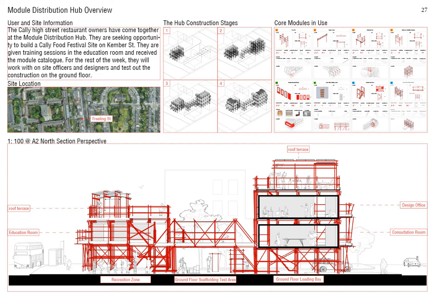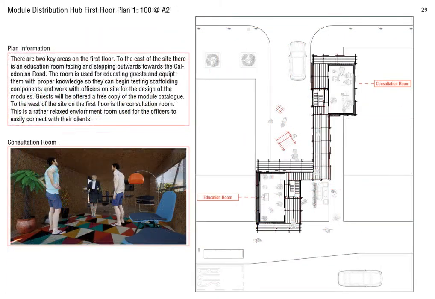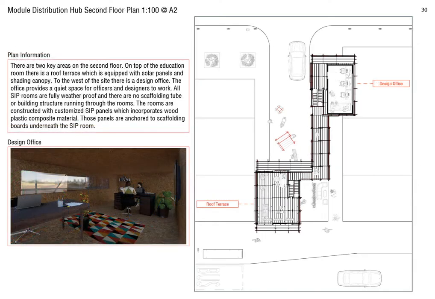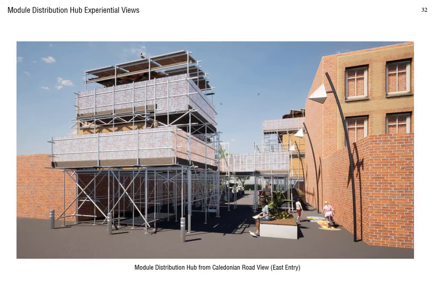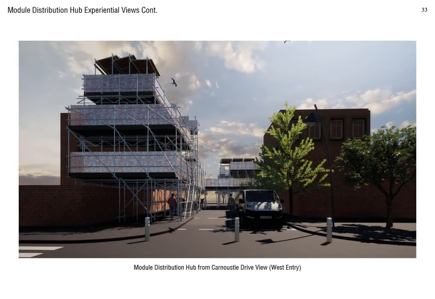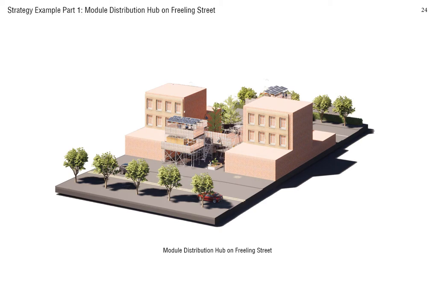The section perspective shows the general space arrangements. And here are the module distribution hub floor plans. All key spaces are fully explained under the annotation section in the portfolio. And here are some street level experiential views. The first one is from the Caledonian Road. The second one is from the Canosty Drive. That concludes the explanation of the module distribution hub.